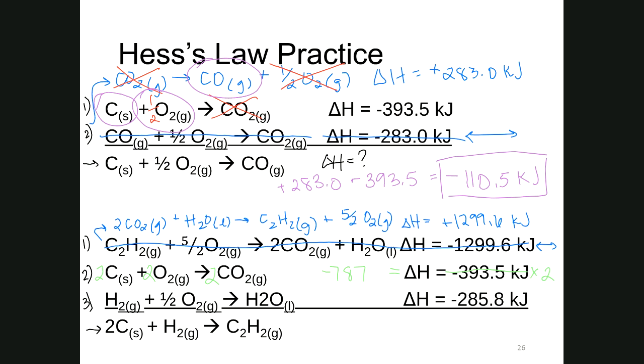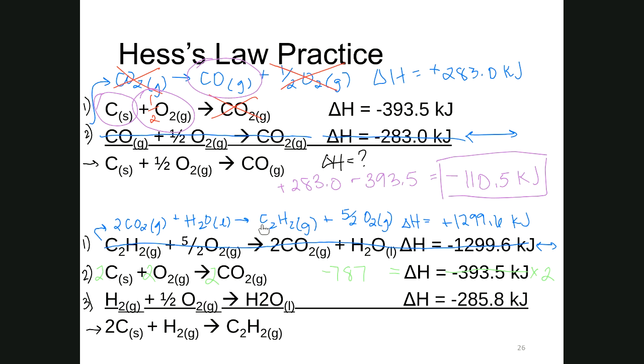So now we have our 2 carbons. Our next one is hydrogen. We need 1 hydrogen. So we look for hydrogen in all of our reactions. We only have 1 hydrogen. That one's good to go. We look at our acetylene. We need 1. We look for acetylene in all of our reactions, and we can see we have 1 acetylene. So everything so far looks good to go.